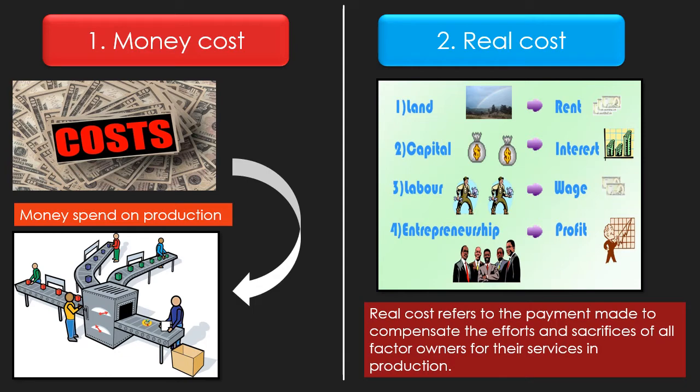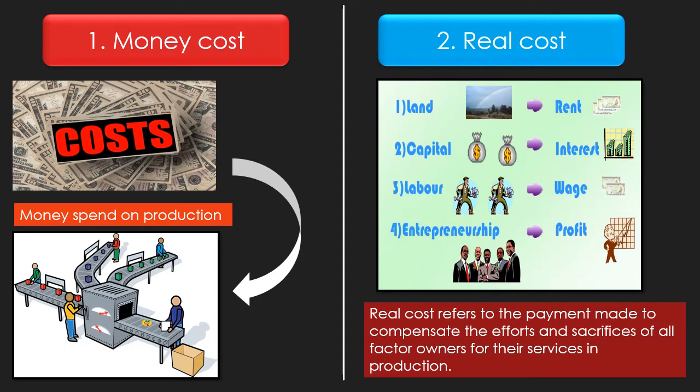So starting with the first term, that is money cost. Money cost is nothing but the amount which is spent on the production. And what is real cost? Real cost is the payment which is made to the factor owners.